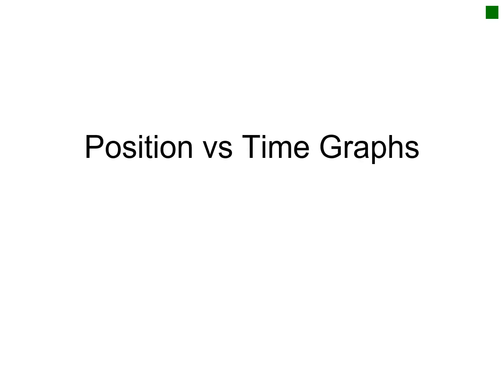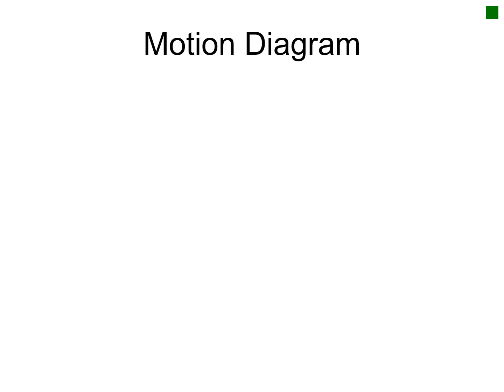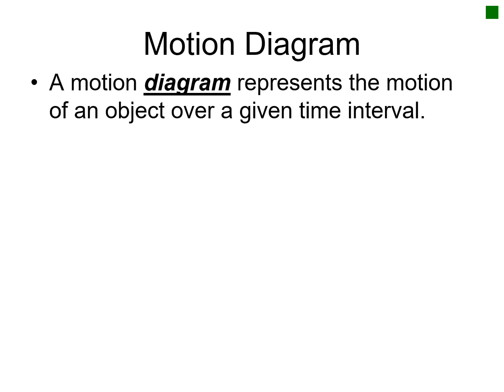Alright, so today we're going to talk about position time graphs. Remember that position and displacement, those terms can be used interchangeably. Alright, so a motion diagram represents the motion of an object over a given time interval.